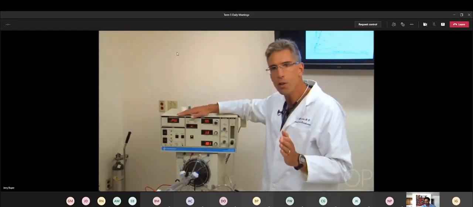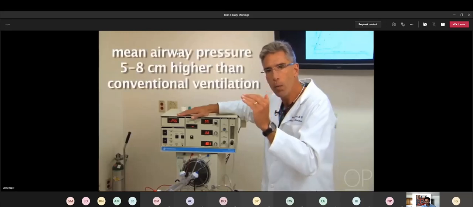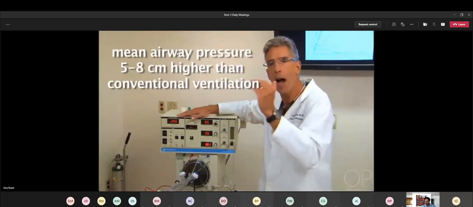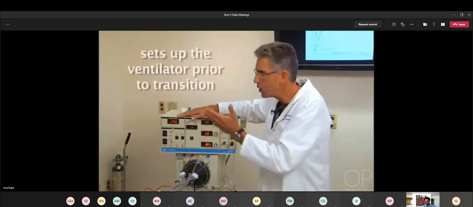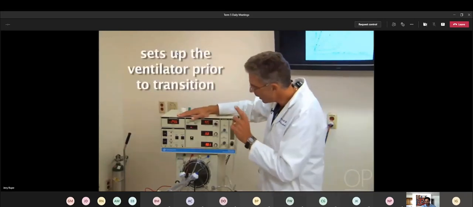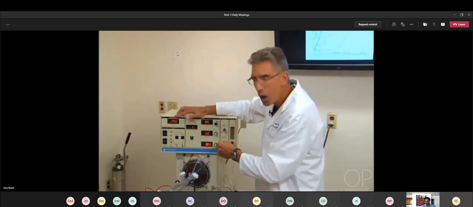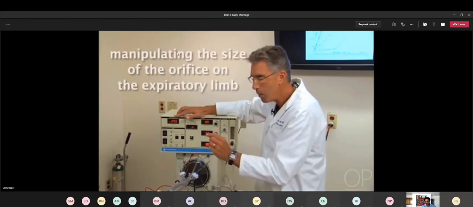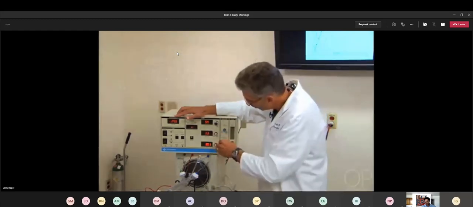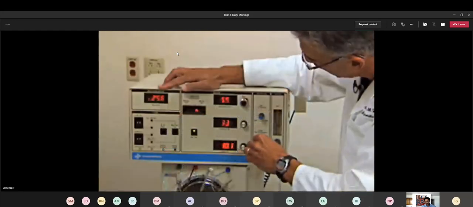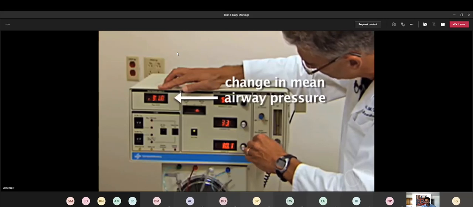So we're going to ignore these two numbers and focus on these two. As you know, when we transition to high frequency, we will typically transition at a mean airway pressure 5 to 8 centimeters higher than we were on conventional. And one typically sets up the ventilator prior to transition. Now you can increase the mean airway pressure in one of two ways. You can adjust mean airway pressure by manipulating the size of the orifice on the expiratory limb, which is what I do when I manipulate this knob. So I'm increasing mean airway pressure and I'm decreasing mean airway pressure.